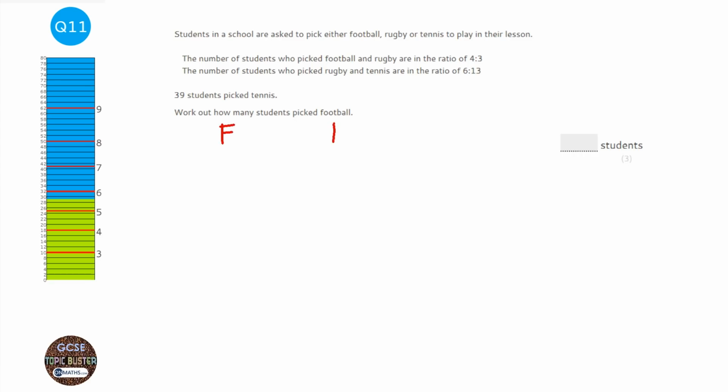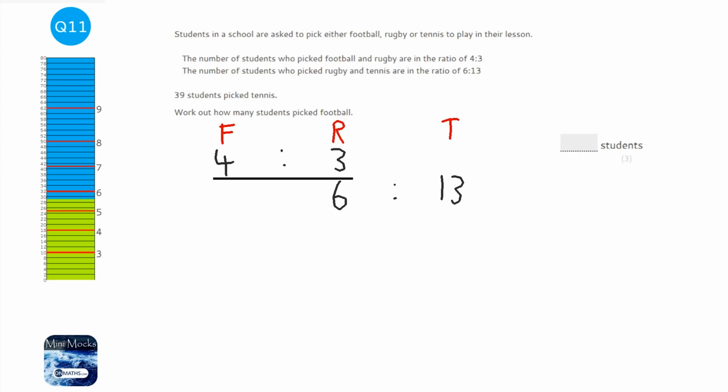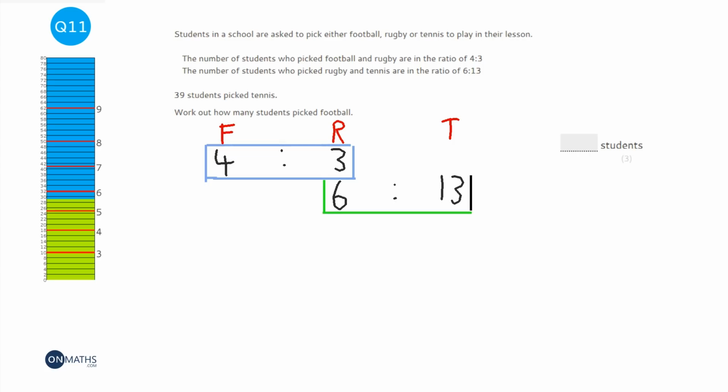So we've got football, rugby, and we've got tennis. So football to rugby is 4:3, and rugby to tennis is 6:13. So these two ratios here are kind of incompatible at the moment. Got this one here, which is linking the football and the rugby, and we've got this one here which is linking the rugby and the tennis.